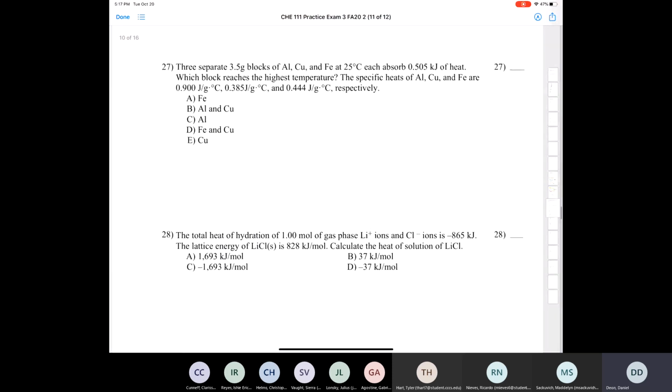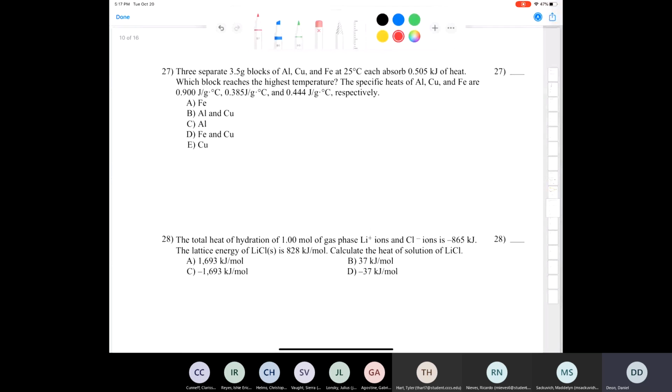Okay, let's move on to the next question. It says here that we have 3 separate blocks of aluminum, copper and iron, and they're all at 25 degrees Celsius, and they all absorb 0.505 kilojoules of heat. So they all take in the same amount of heat. But the question is, which block is going to reach the highest temperature? And we're given the specific heats of each one of these. The units of specific heat are joules per gram degrees Celsius.